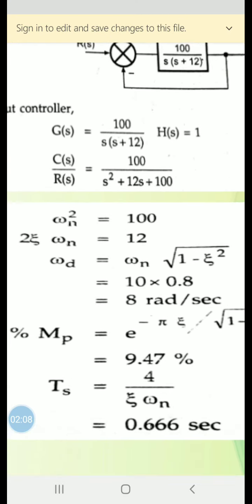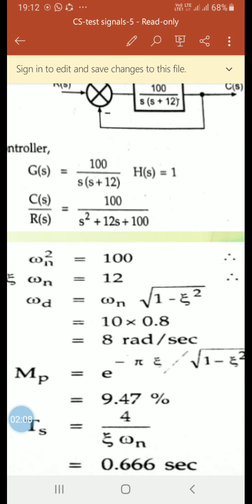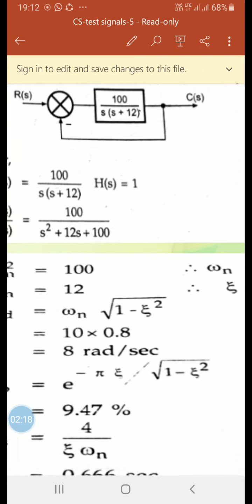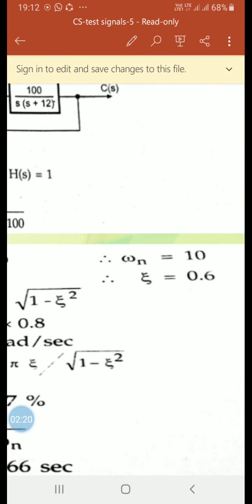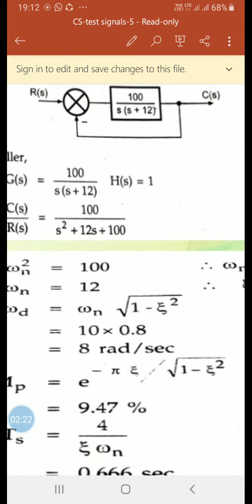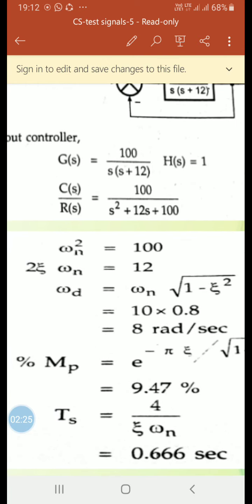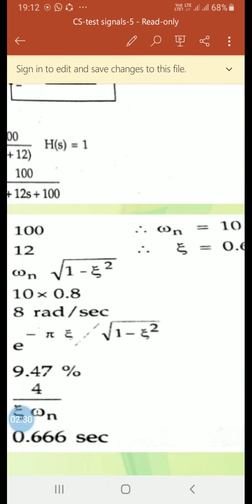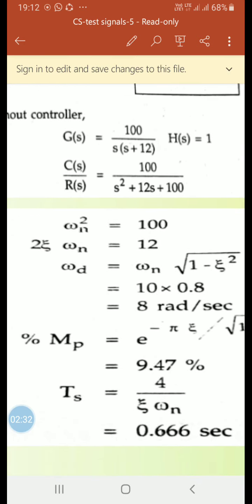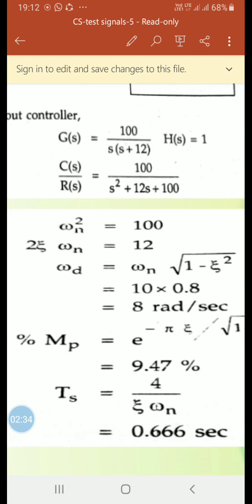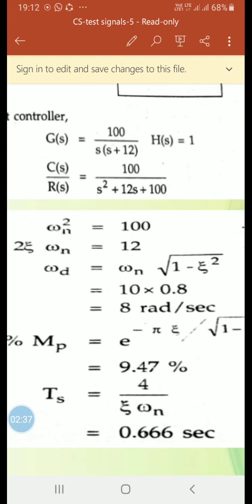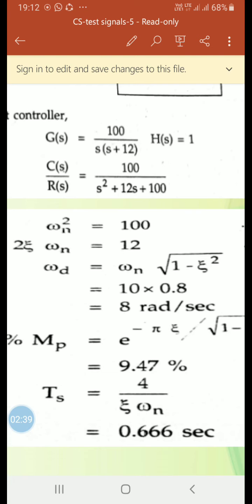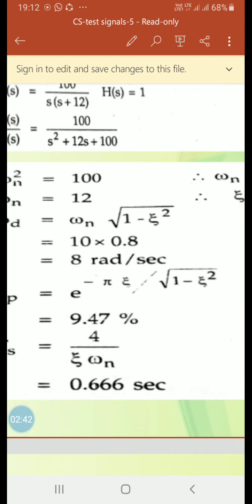Now, when we compare this with the standard equation, we can write omega n square is equal to 100. Due to that, omega n will come equal to 10. Then again we can write 2 damping ratio omega n is equal to 12. Due to that, damping ratio will come equal to 0.6 after substituting omega n as 10. 2 into 10, damping ratio is equal to 12. Damping ratio is 12 by 20, which comes 0.6.